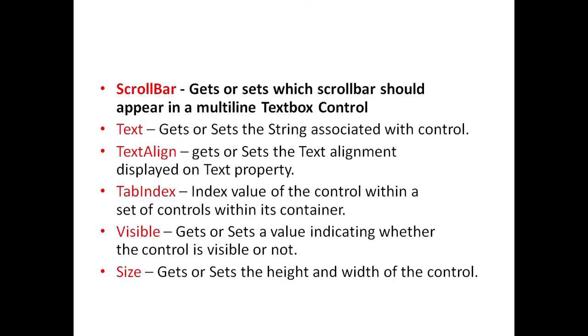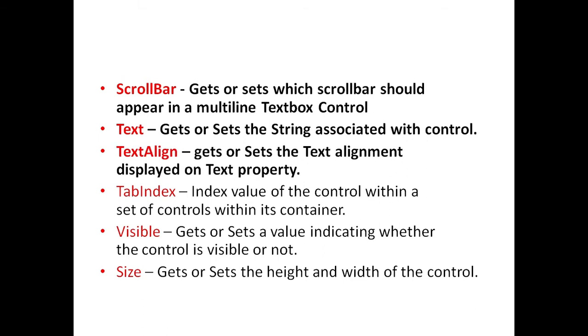Scroll bar property is used to get or set which scroll bar should appear in a multiline text box control. Text property is used to get or set the string associated with the control. Text align property is used to get or set the alignment of the text displayed in the text property.